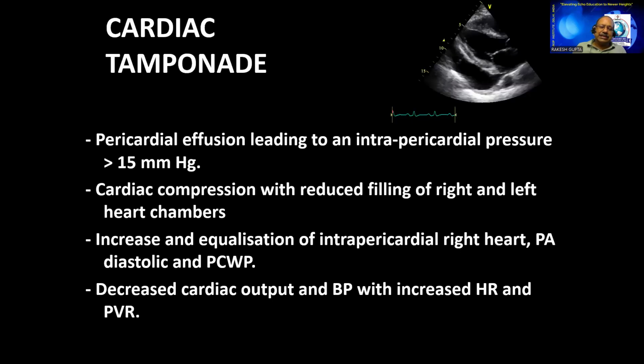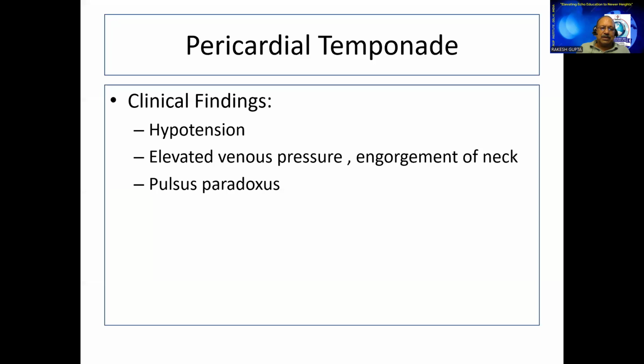Now, what is pericardial tamponade? Pericardial tamponade leads to intrapericardial pressure of more than 15 millimeters of mercury. Cardiac compression will reduce filling of the right atrium and left heart. There is equalization of intrapericardial, right heart, PA diastolic and pulmonary capillary wedge pressures. Decreased cardiac output and BP, with increased heart rate and peripheral vascular resistance. This is the language of the textbook.